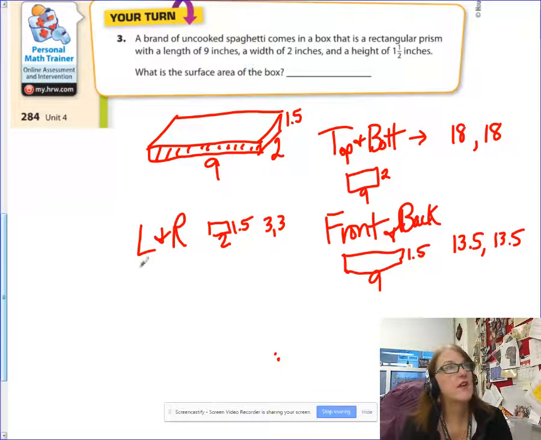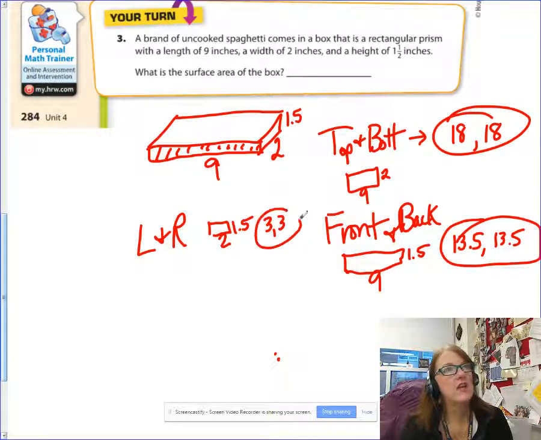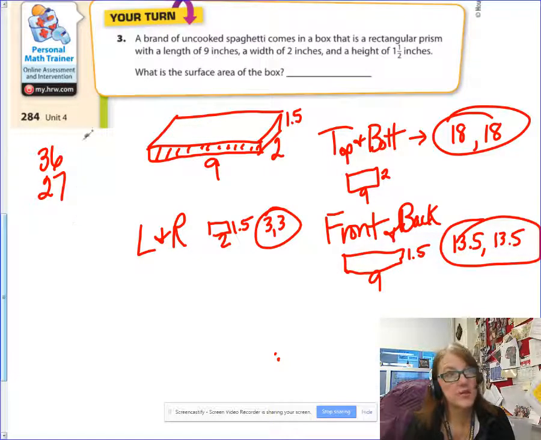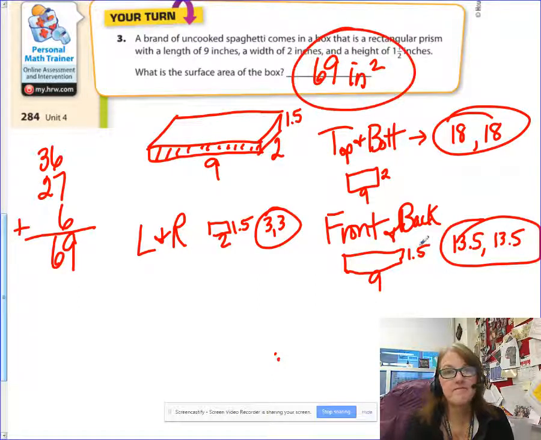So here's what you've got. You've got 2 18s, you've got 2 13.5s, and you've got 2 3s, and you need to total those up, okay? 18 and 18 is 36. 13.5 and 13.5 is 27. 3 and 3 is 6. Shazam, let's see, that's 50, 13, 63. I think I get a total of 69. And because we're doing area, it's square inches, okay? That would cover all of those sides.